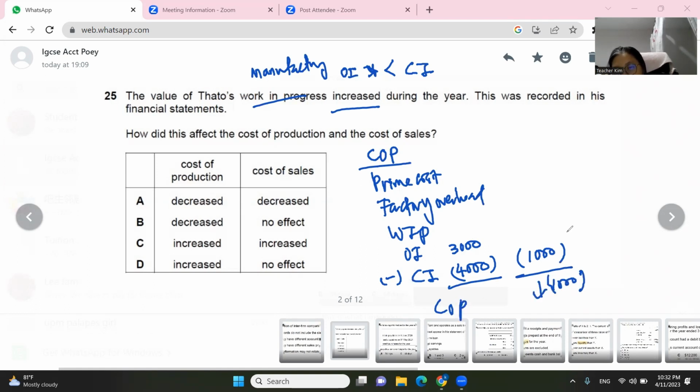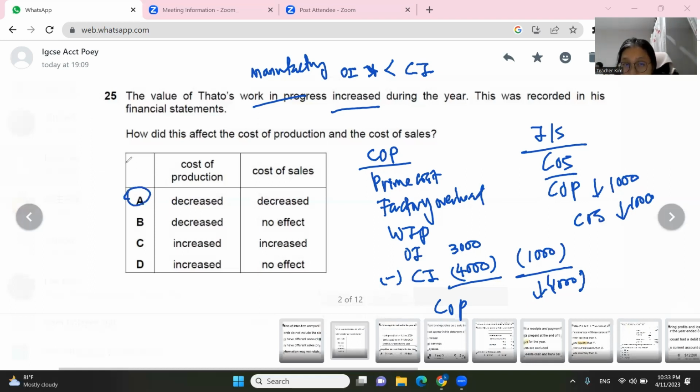Okay, so this cost of production will move to the income statement under cost of sales. One part of the cost of sales is the cost of production. Cost of production decreases 1,000, so cost of sales will also decrease by 1,000. So in this case, the answer should be A. Okay.